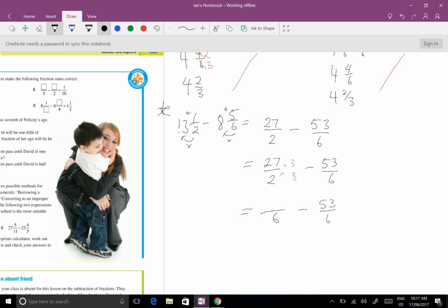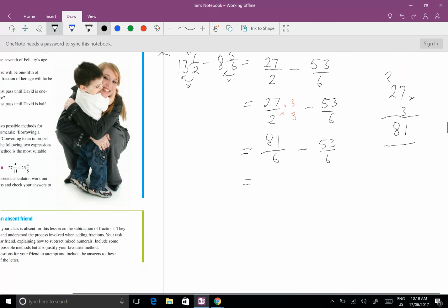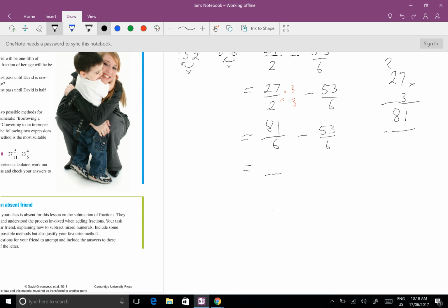But this 27 times 3, I'm going to go over here and do 27 times 3. Well, 3 sevens are 21. 3 twos are 6, 81. So I get 81 over 6. Now, I have to do this. Well, the denominator stays the same. It's a 6. And I get 81 minus 53.